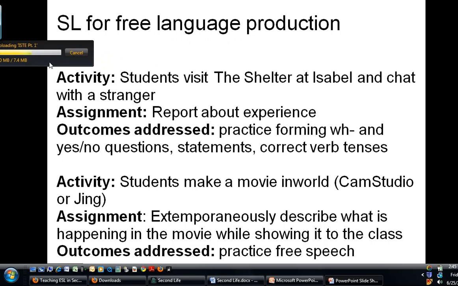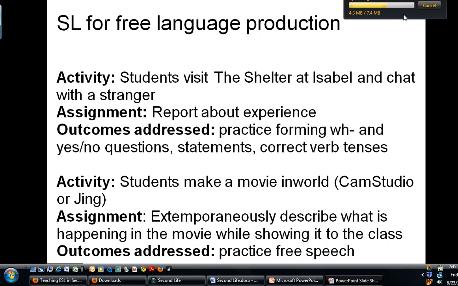The first type of activity or lesson that I designed in Second Life that I mentioned was free language production activities. A couple of examples for this are an activity where the students teleport to the shelter at Isabel and go dancing and chat, or maybe go to the dinner area and chat with strangers, and afterward report back to the class about their experience.